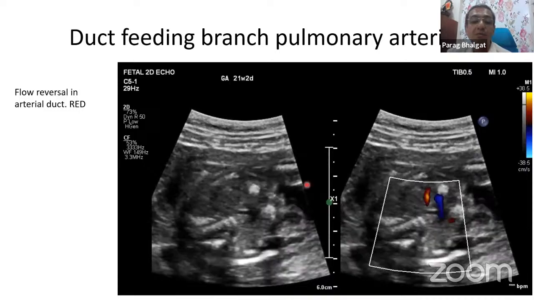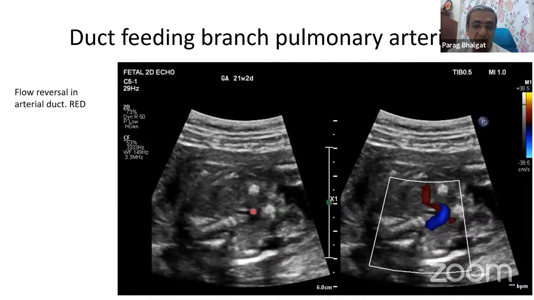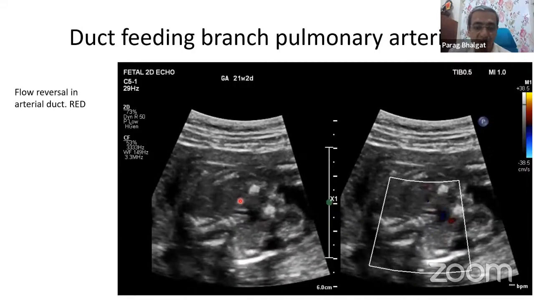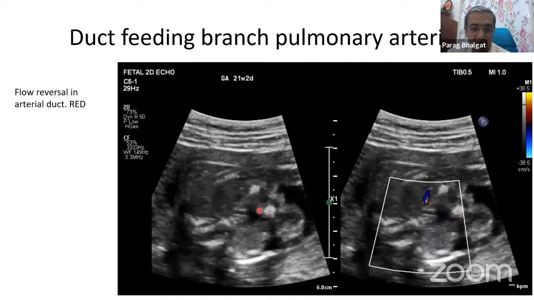And this is important. What we are seeing now, this is the aortic arch, and this is the duct giving rise, the flow reversal in duct, to the branch PA. This is the right aortic arch. This is the spine. Okay, this is the spine. This is the right arch. And if you can see, this is the SVC flow. This is the right side. So right aortic arch.